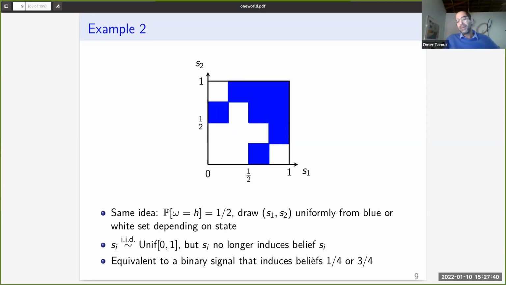So we can get a private-private structure where both players have binary signals that induce beliefs 3/4, 1/4. And you can ask yourself, can we do better than that? We can't get binary signals that are revealing, but can we get 0.9, 0.1? It turns out that for symmetric binary signals, this is the most informative that it gets. You cannot get anything higher than 3/4.